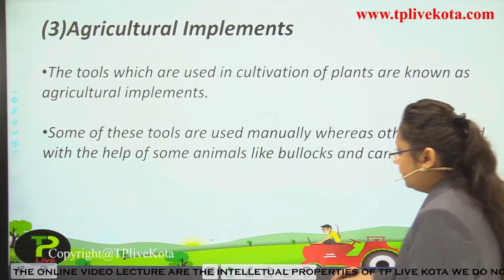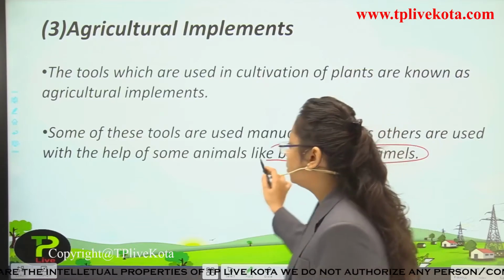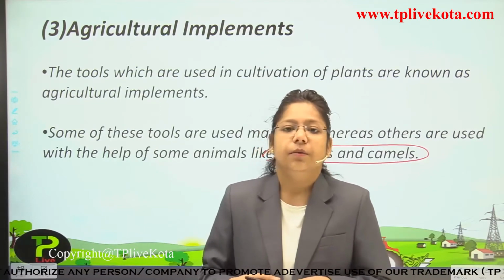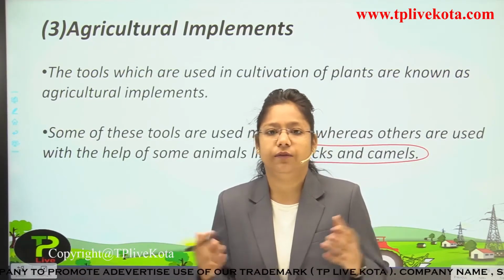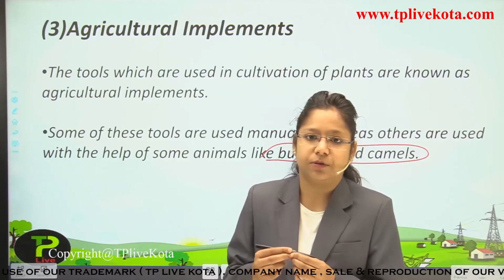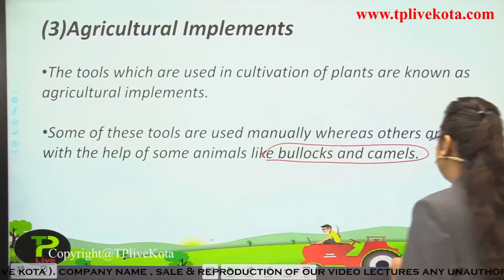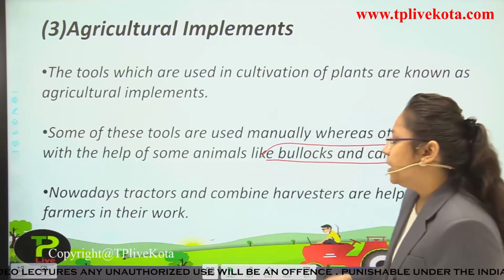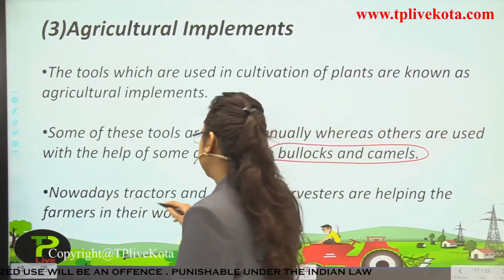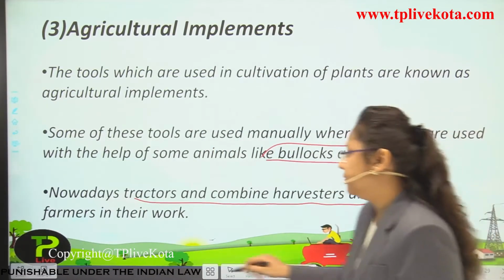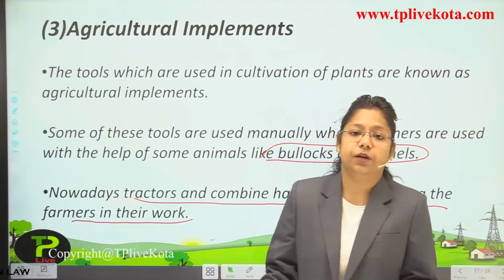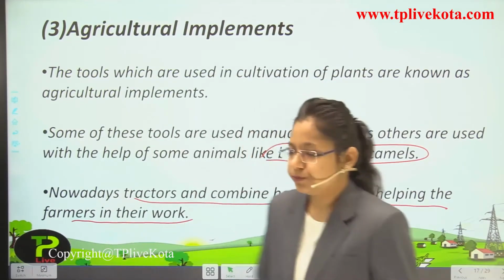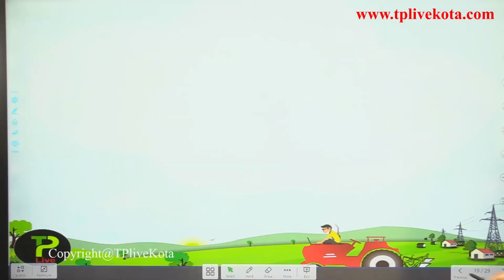In earlier times bullocks and camels were usually used. Nowadays also bullock carts are used, and bullocks are used to draw the fields, but in very small villages where the facility of a tractor is not provided. If the farmer is financially sound somewhat, then he or she should purchase it. Nowadays tractors and combine harvesters are helping farmers in their work, and this helps a farmer a lot to reduce the time and to cultivate the land more easily in a proper way. So it reduces the mechanical work.